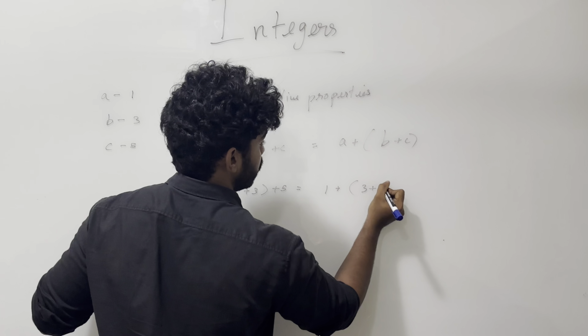For example, subtraction is not commutative. What I mean by this is a minus b is not equal to b minus a. When you change the order of the integers while subtracting two numbers, the answer becomes really different. Let us take an example: a is equal to 7 and b is equal to minus 3.